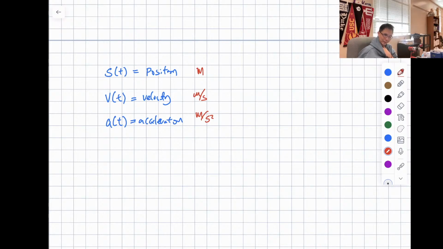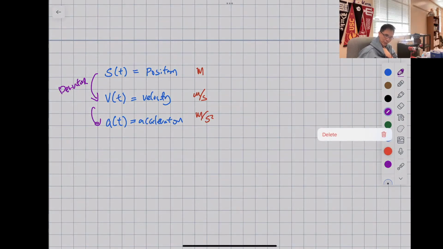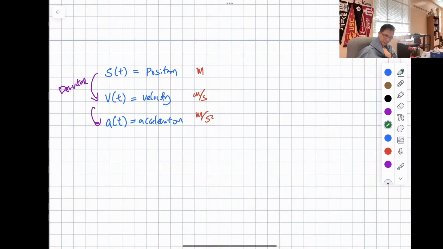Knowing that going this way is a derivative, and knowing that going this way is what? Integral. Sorry, acceleration is meter per second squared, right? Yep, meter per second squared.